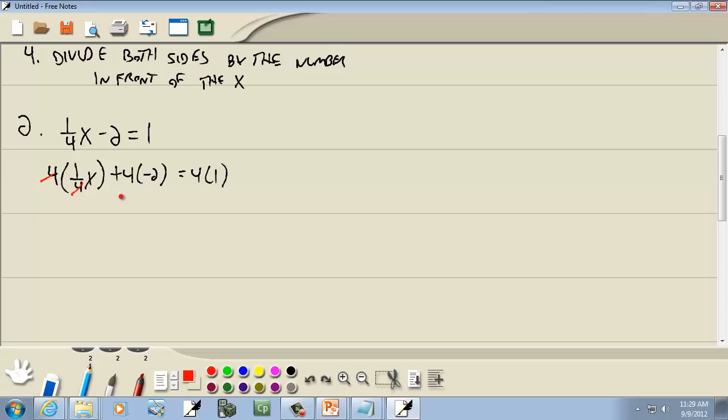Do that, those 4's going to cancel. And we got 1x, or just x. 4 times negative 2 is negative 8, and 4 times 1 is 4. Now third step, get everything with x on one side, numbers on the other. So take negative 8 over, and it becomes a positive 8. Our note up at top said at any step combine together numbers. 4 plus 8 gives us 12. So x equals 12 is our answer.